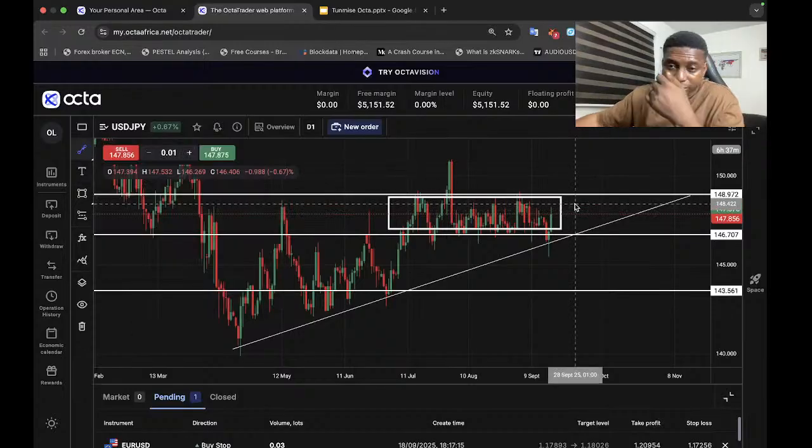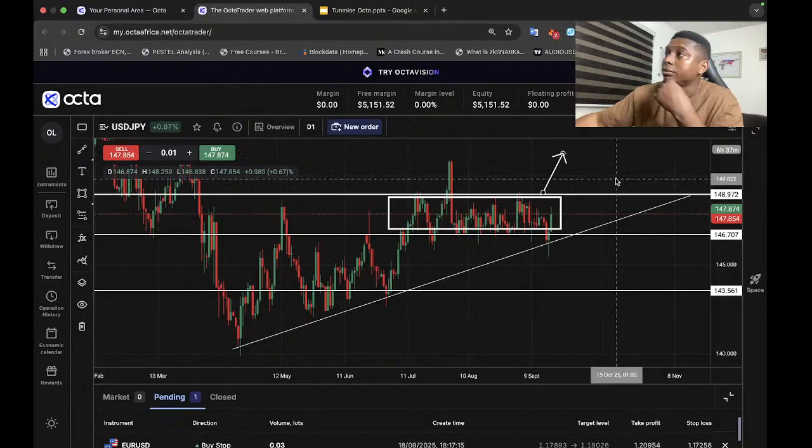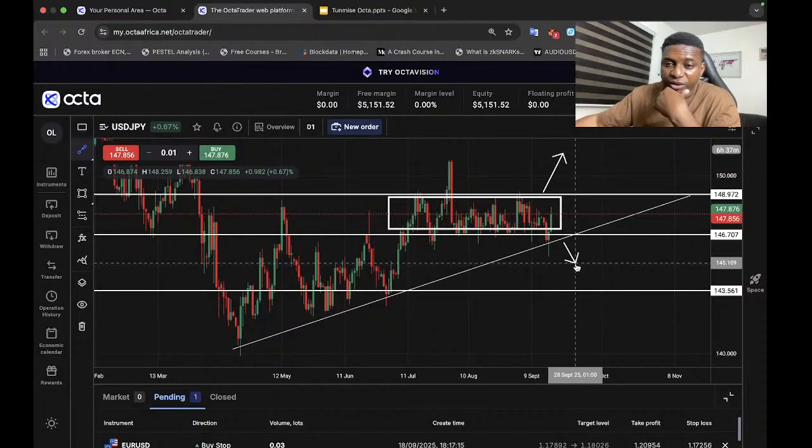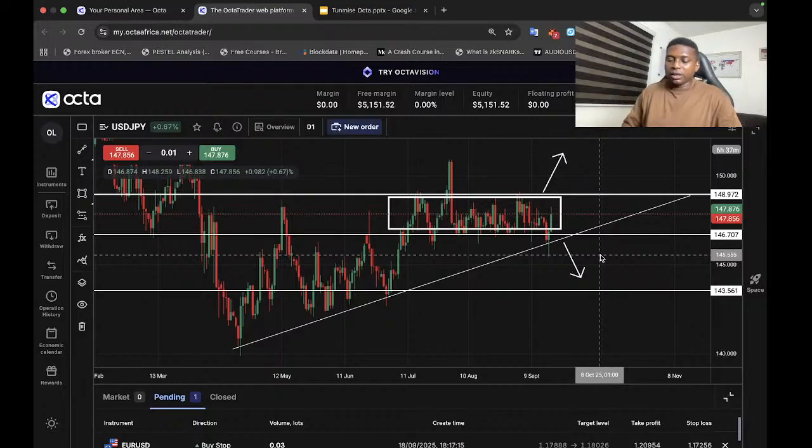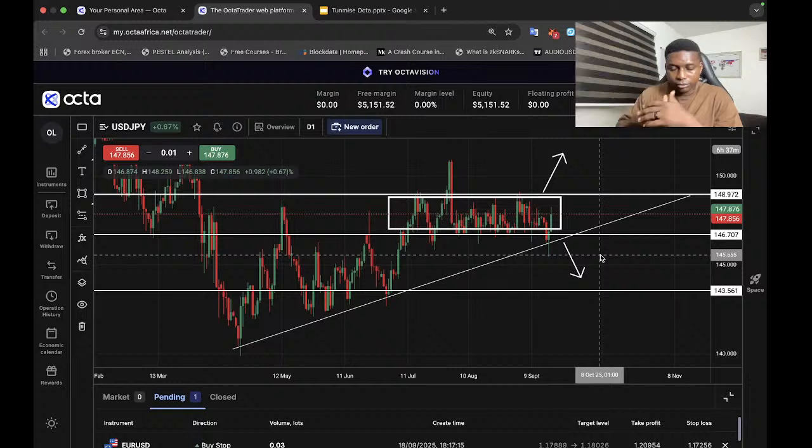That they would go to the upside. Okay, two, there would be a breakout to the downside. There's either going to be a breakout to the upside or a breakout to the downside.